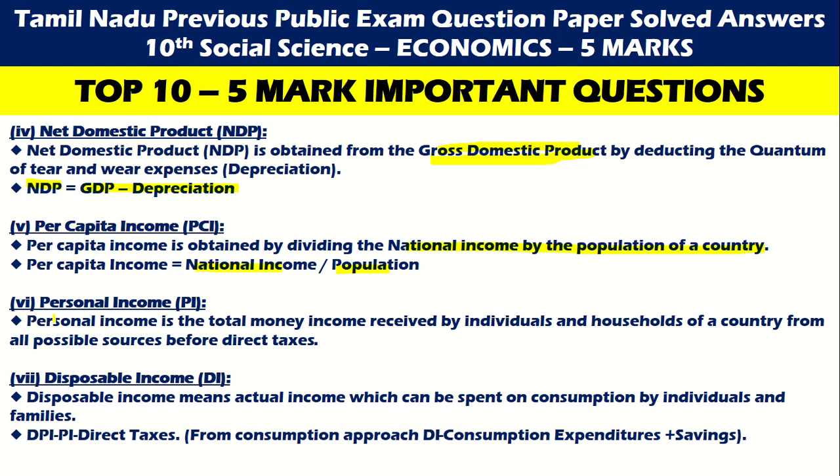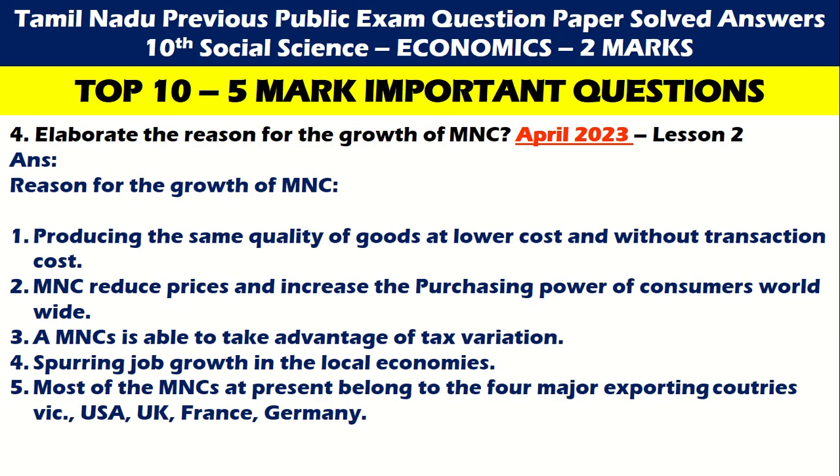Personal income. Personal income is the total money income received by individuals and households of a country from all the possible sources before direct taxes. Understand everything, direct taxes. Disposable income. Disposable income means actual income which can be spent on consumption by individuals and families. So DPI equals PI minus direct taxes. From the consumption approach, DI equals consumption expenditure plus savings. So this is what it indicates. So let us go to the fourth one.